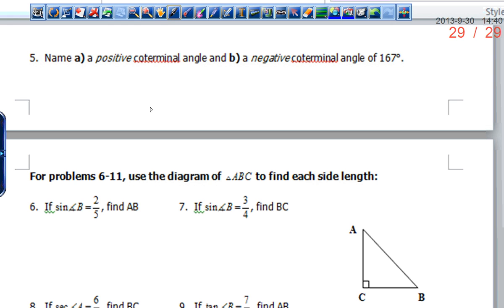On 5, the one thing I want to say is, for a positive coterminal, we add what? 360. If it's negative, we subtract what? 360. Okay, so let's say, for example, our angle is not 167, it's 400. And I want a negative coterminal. If I subtract 360, is that going to give me a negative coterminal? No. So I'm going to subtract another 360 from that. That might be on the test tomorrow.